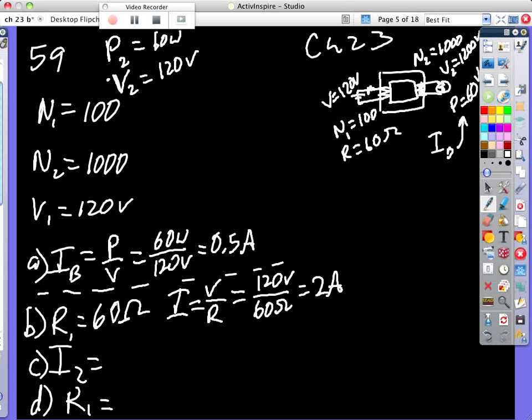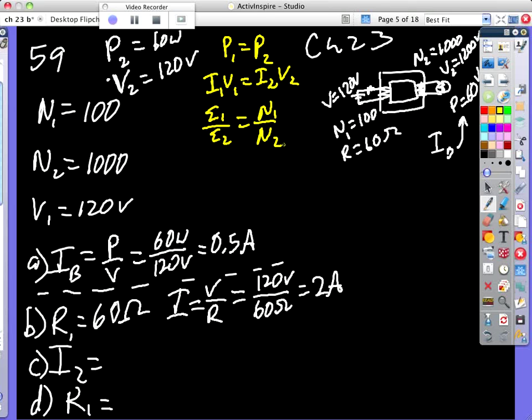So for part C, I'll do this in the yellow. Parts A and B have nothing to do with the transformer. But now we're dealing with the transformer. Remember, the two equations for transformers are P1 equals P2, which gives you I1 V1 equals I2 V2, and EMF1 over EMF2 equals N1 over N2.